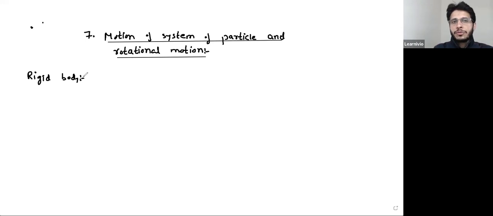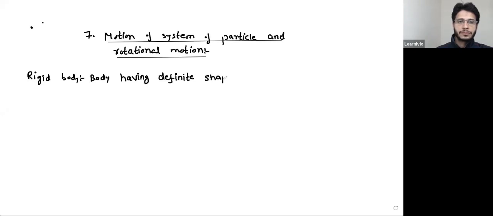By definition, rigid body means a body having a definite shape and size. A body which has a definite shape and size is known as rigid body. So a body having a definite shape and size is known as rigid body.